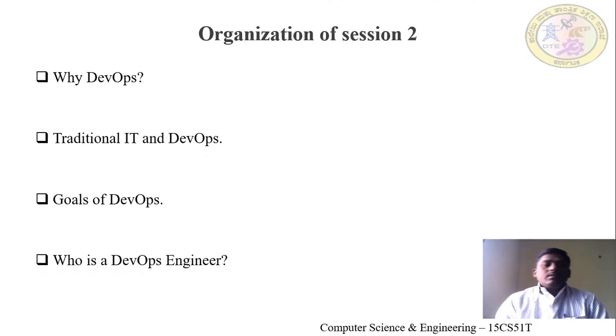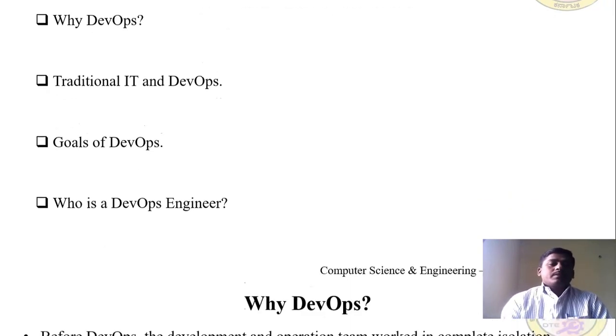Now we'll see the organization of session number 2, right? In session number 2, why we need DevOps, then traditional IT versus DevOps. What is traditional IT? In traditional IT, what concepts do they use? In DevOps, what are the advantages of DevOps? What are they doing in DevOps, right? And also the goals of DevOps. Then, who is a DevOps engineer? These are all the things we are going to see in this session number 2.